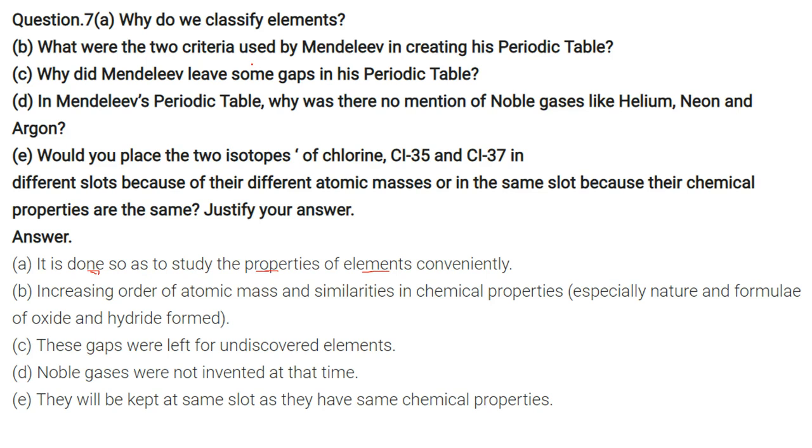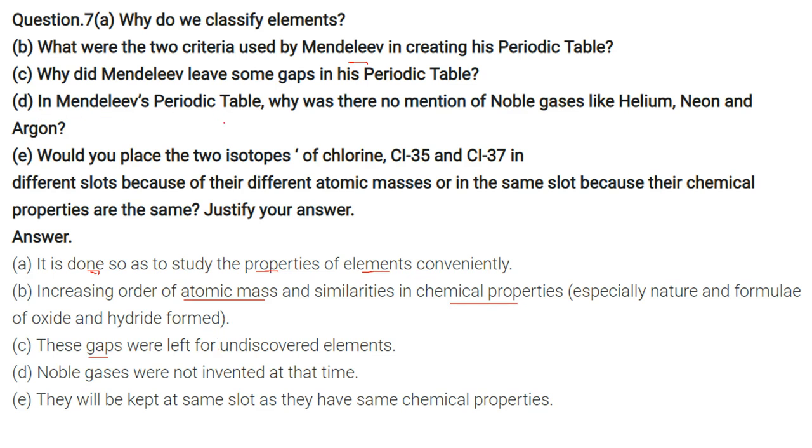What were the two criteria used by Mendeleev in creating his periodic table? So increasing order of atomic mass and the similarity in chemical properties, especially the nature and formula of oxides and hydrides being formed by the elements. These were the criteria of Mendeleev. Why did Mendeleev leave some gaps in his periodic table? These gaps were left for undiscovered elements, which were later, of course, discovered.